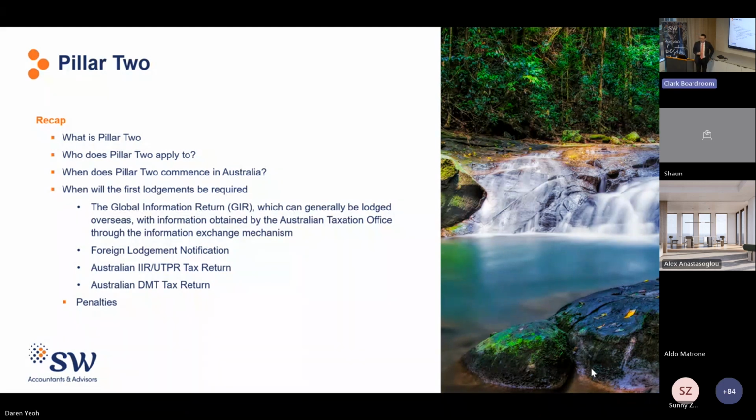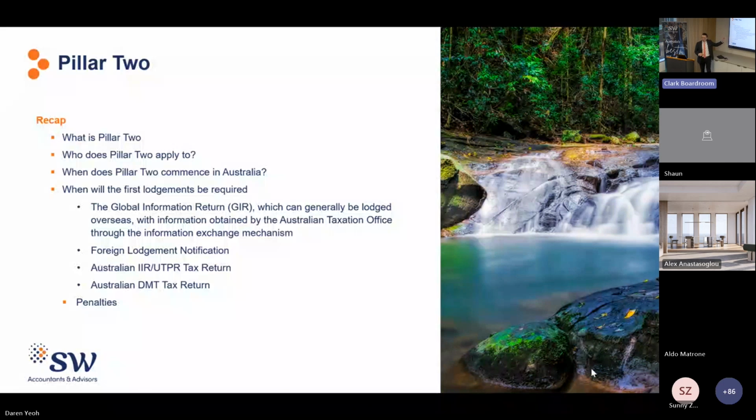When will the first lodgements be required? You need to lodge the Pillar 2 forms within 18 months of the end of the first operative year. Most of you here have a December year end, so your first lodgement is 30 June 2026. If you are a June year end, your first lodgement is 31 December 2026. These are the forms which you need to lodge.